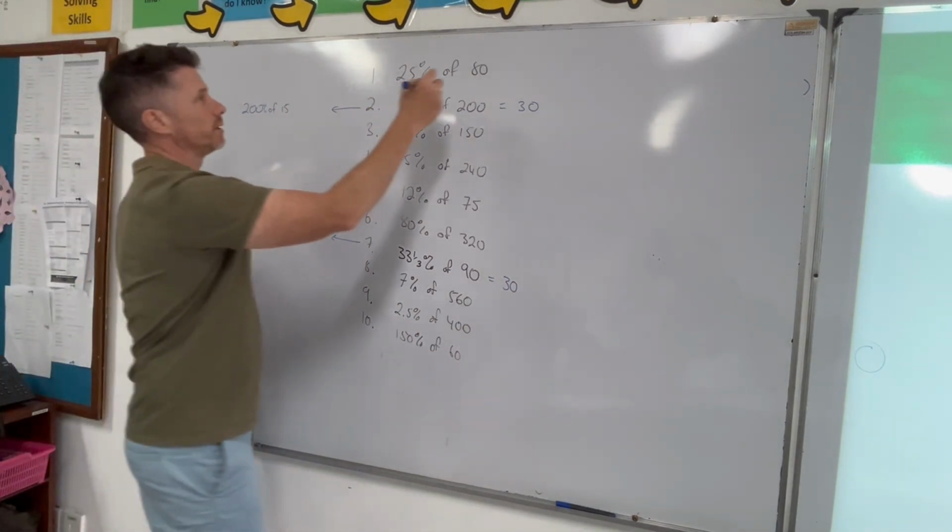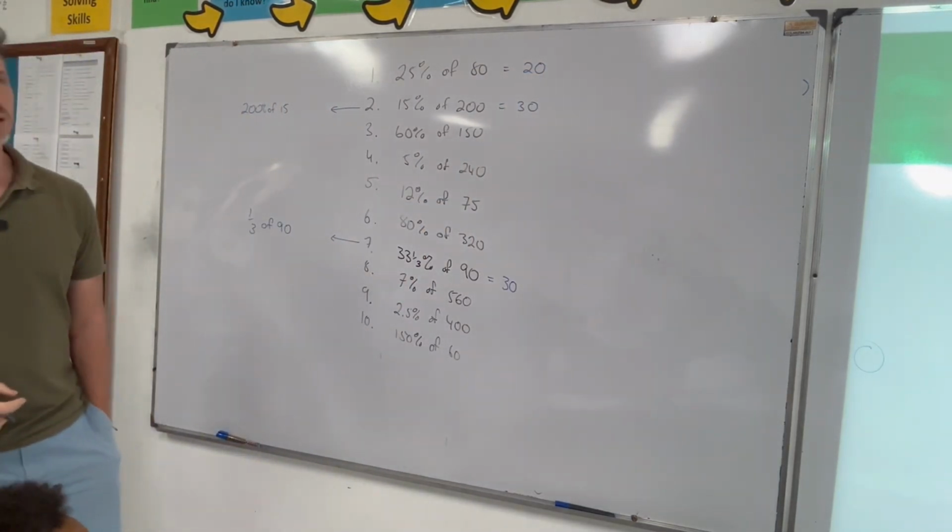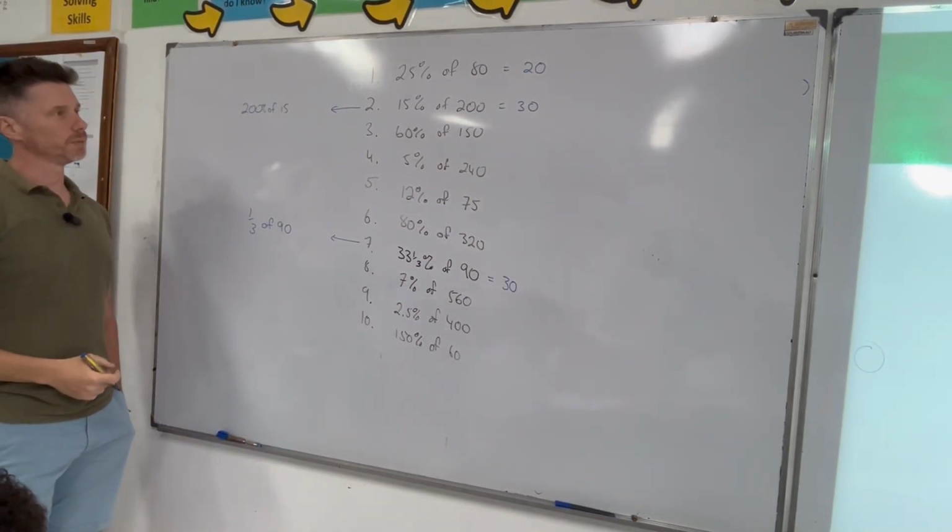This one we had done earlier on. It is 20. You could have got it by 1/4 of 80 as well. That was the one I did on the board a minute ago.